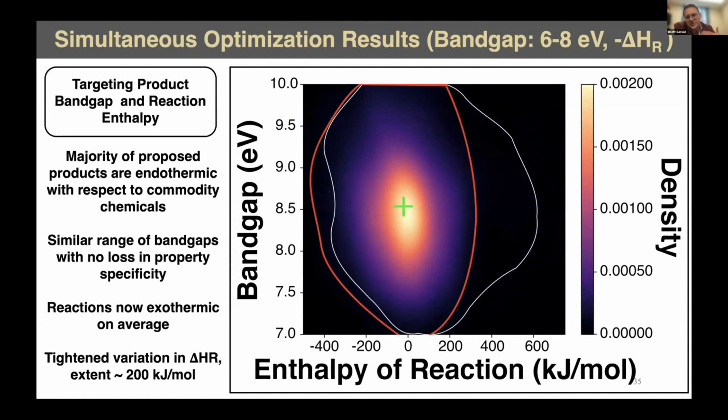So if we also include heat of reaction as a learning variable simultaneously, and we try to sample endothermic with respect to the reactants structures, we can move the mean so that on average, the products that we're discovering are exothermic with respect to synthesizable structures. And we haven't lost anything in terms of our selectivity for band gap.